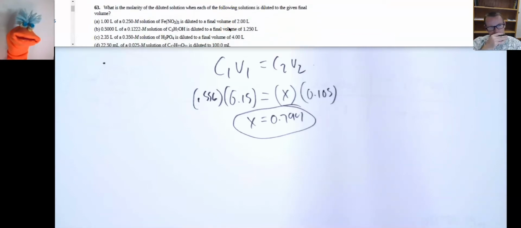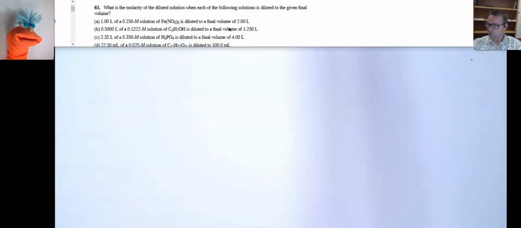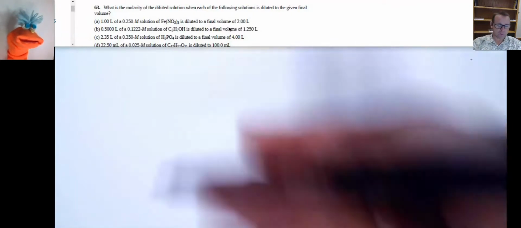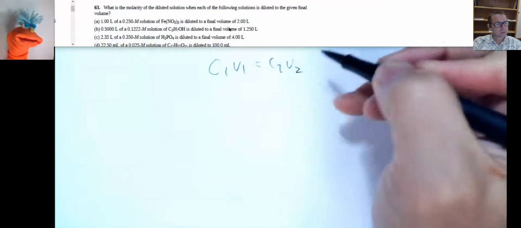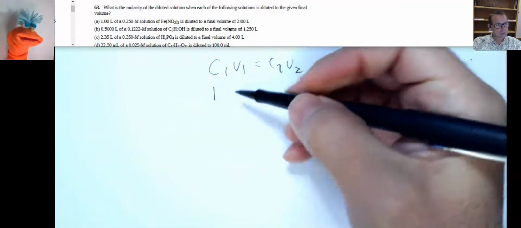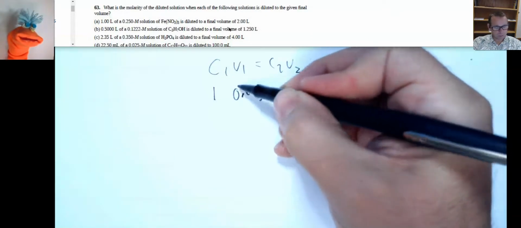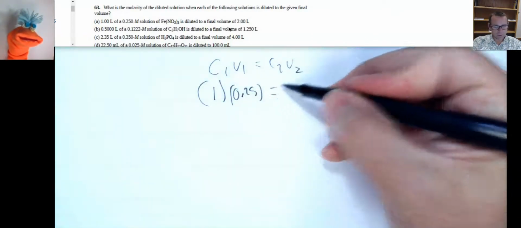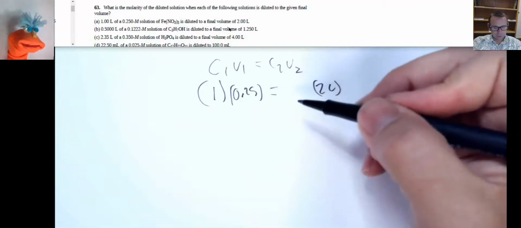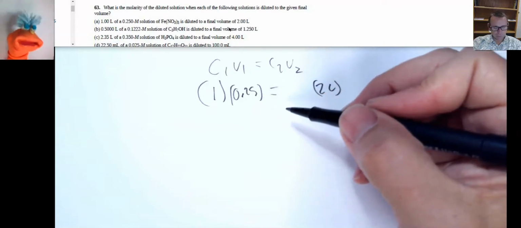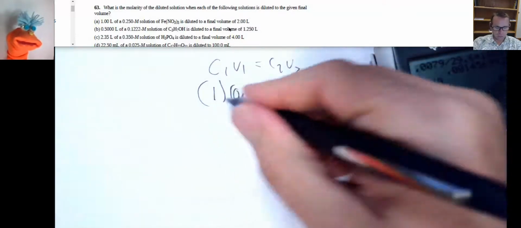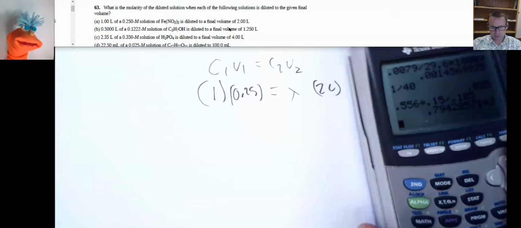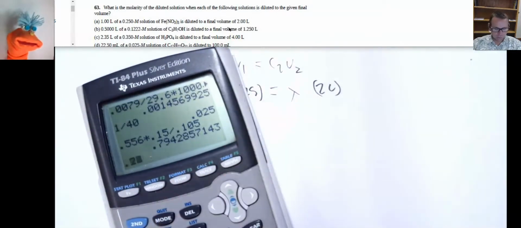What's the molarity of a diluted solution when each of the following solutions is diluted to the final volume? So we're doing a lot of dilution equations, which is great practice. C1V1 equals C2V2. The first one, we start off with a liter and 0.25 molar, and we're diluting it to 2 liters. It's just 0.125. 0.25 divided by 2, that's right. So 1 times 0.25 divided by 2, and that's the easiest scenario, obviously. You're diluting it in half, right?